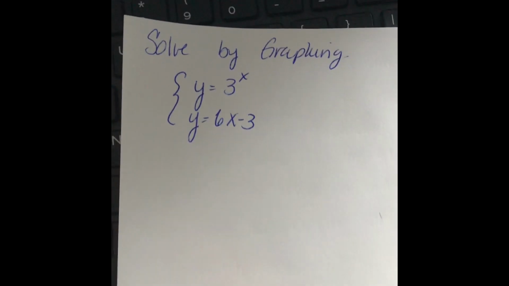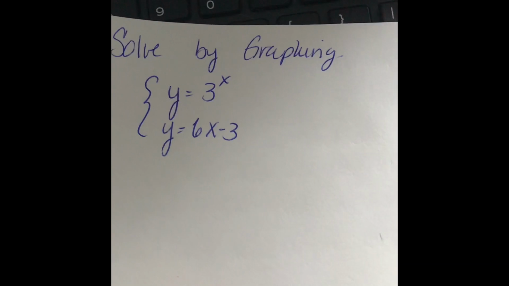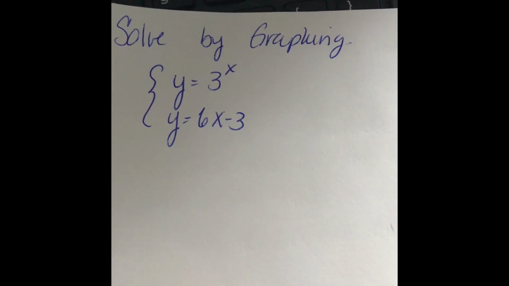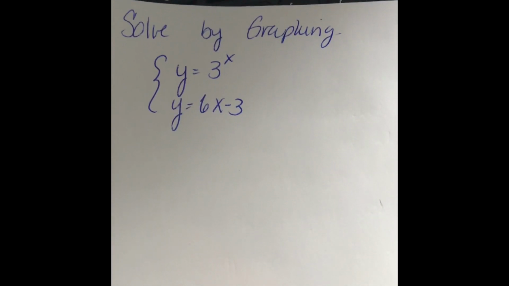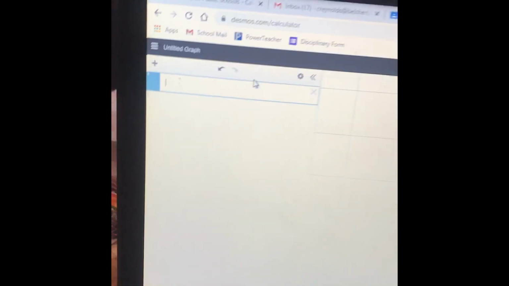Next example is to solve by graphing. We have this system, y equals 3 to the power of x, which is an exponential function, and y equals 6x minus 3. If you don't have a graphing calculator, I would suggest you use Desmos. Remember, we used Desmos before when we were solving linear equations. If not, it's the same thing as our graphing calculator where you're going to do the second trace and do the intersect.